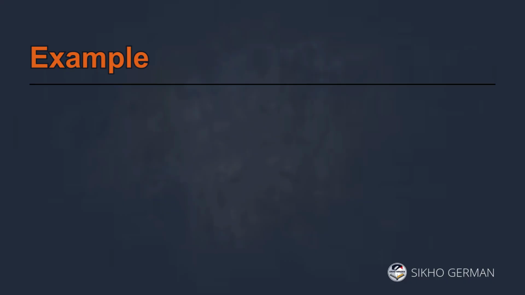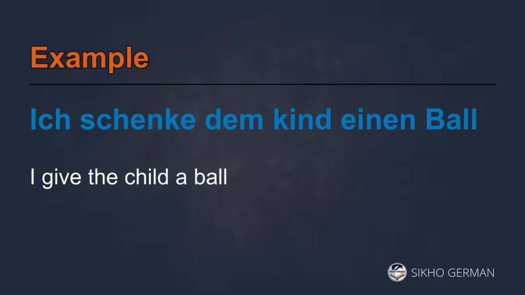Here's a sentence that uses all 3 cases. Ich schenke dem Kind einen Ball. I give the child a ball. Let's break it down. Ich, nominative, the subject, the person doing the giving. Dem Kind, dative, the indirect object, the child who receives the ball. And einen Ball, accusative, the direct object, the ball that's being given. This is how German sentences with giving, showing, or telling work. You need all 3 cases.